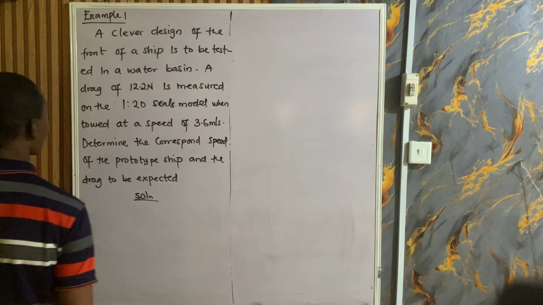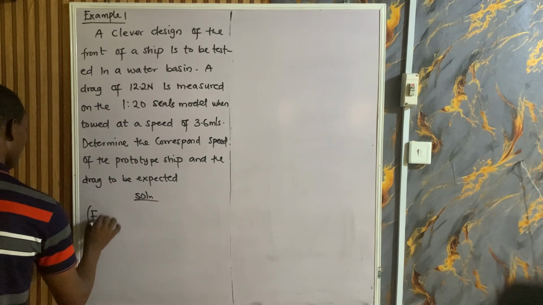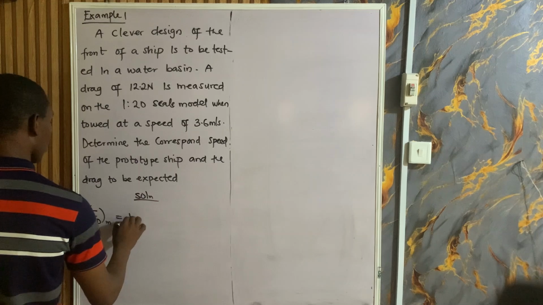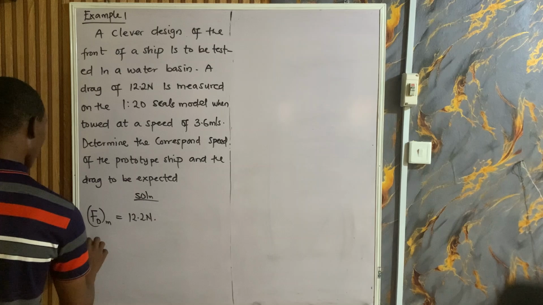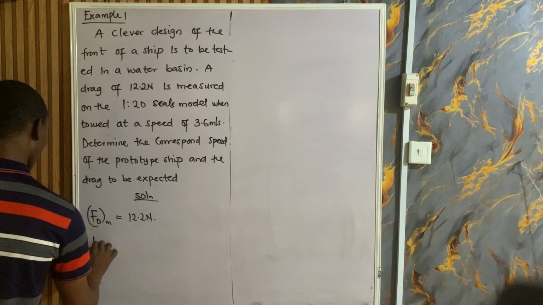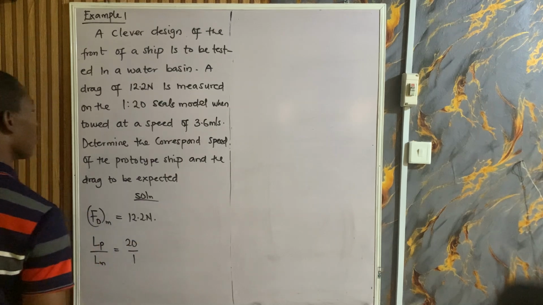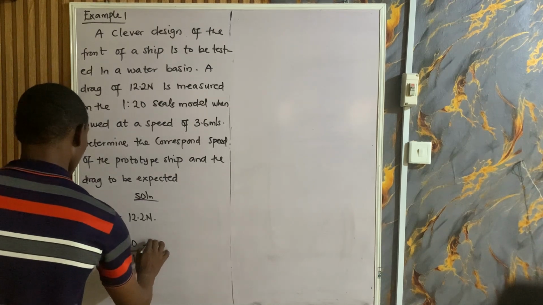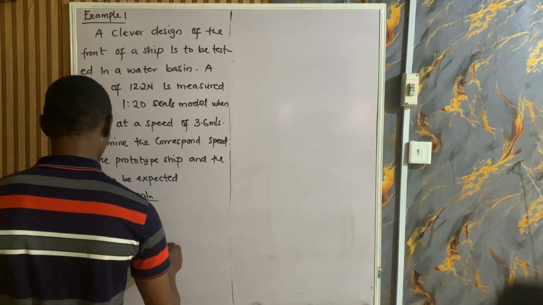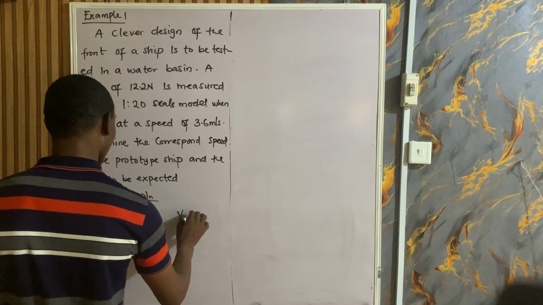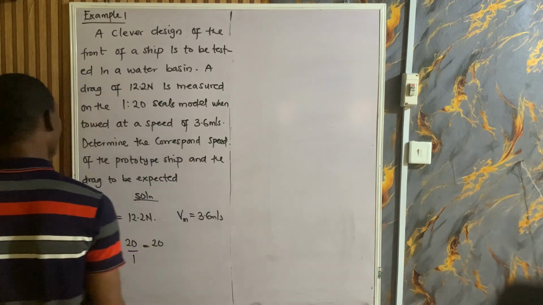Let's bring out the parameters given to us here. First and foremost, we are given the drag force on the model, equal to 12.2 Newton. Then we are given our scale ratio: length of prototype over length of model is 20/1, which is just equal to 20, or length of model over prototype is 1/20, whichever way you want to write it. Again, we are given that the velocity of the model is 3.6. That's the speed at which the model is being towed.